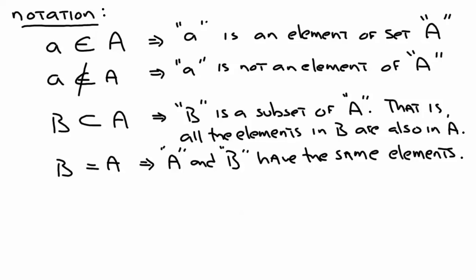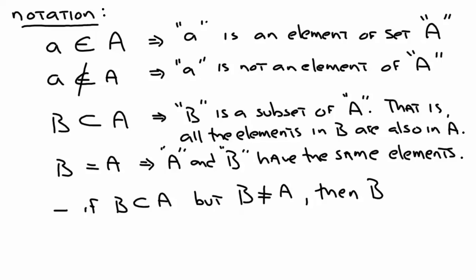And related to this, we can make the following statement. If B is a subset of A, meaning that all the elements in B are also in A, but B is not equal to A, then B is said to be a proper subset of A. Meaning, in a sense, that B is somehow smaller than A, if you will. All right?